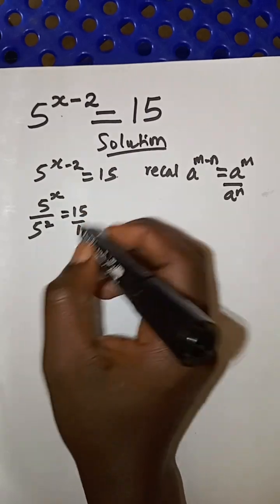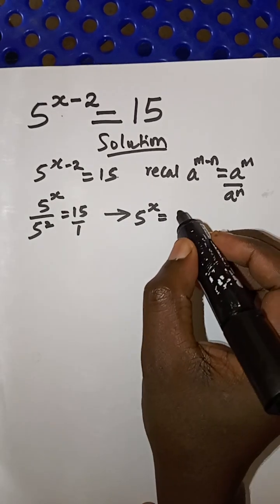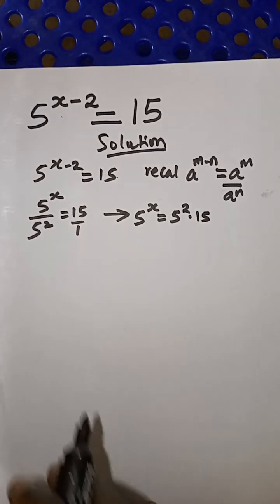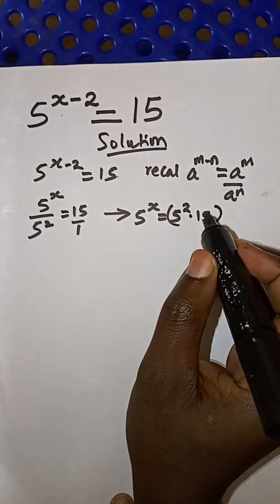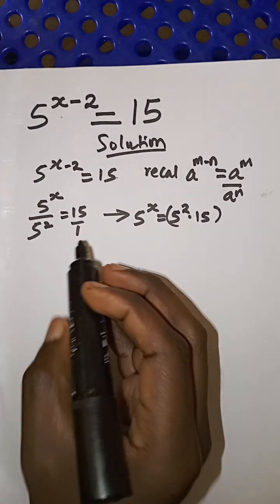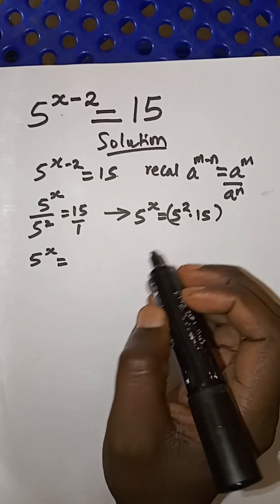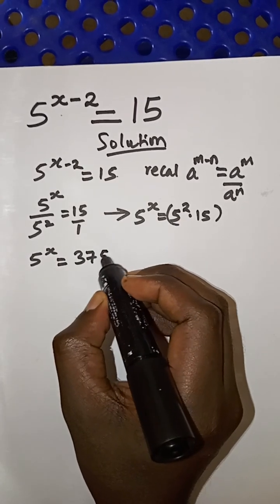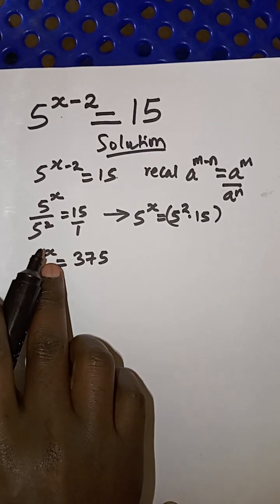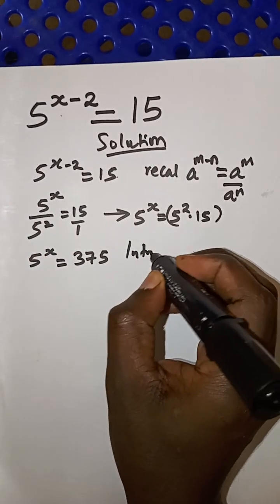And then, when you cross multiply, you're going to get that 5 raised to x is equal to 5 raised to 2 multiplied by 15. It goes without saying that 5 raised to x now should be equal to 5 squared times 15. I'm going to get 375.